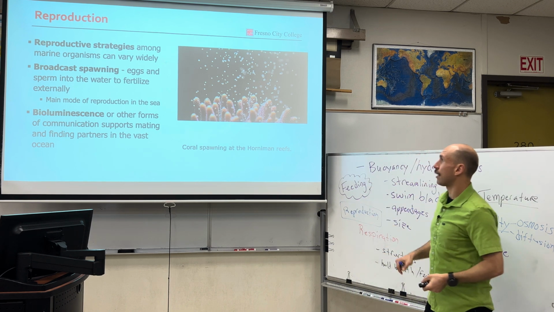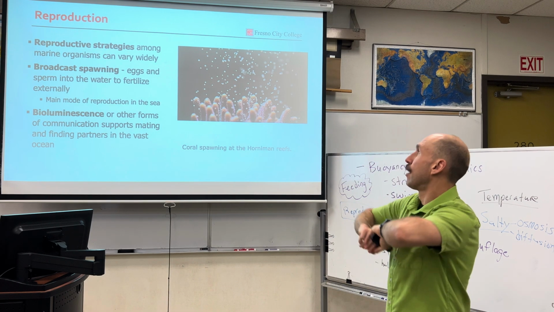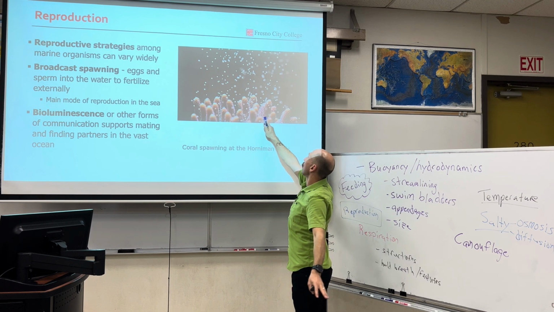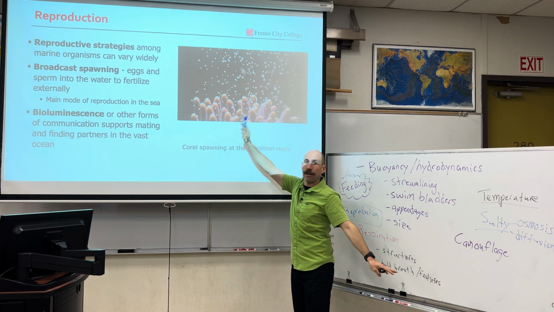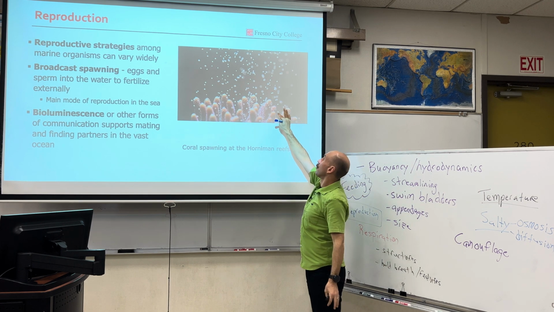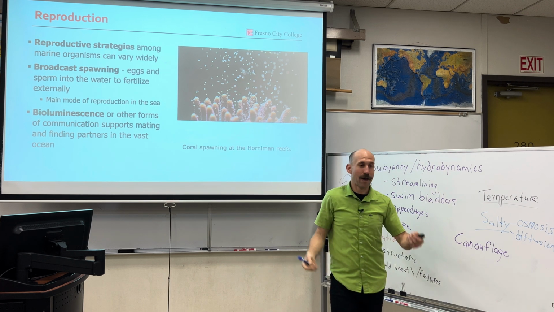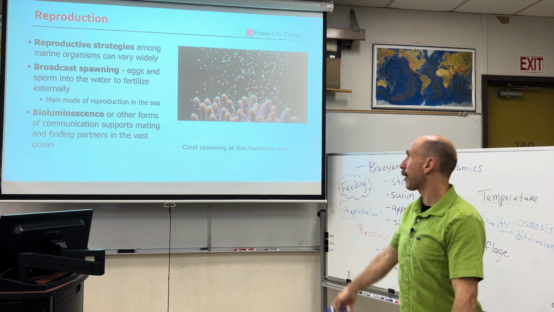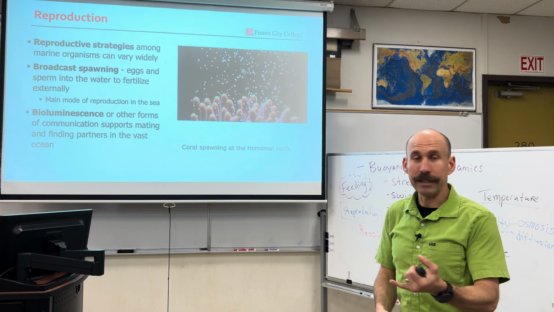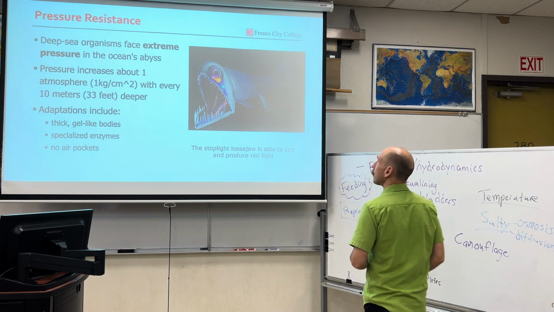So reproductive strategies, broadcast spawning. Certain individuals will just allow their eggs to disperse into the environment. The females will broadcast their eggs out. The male counterpart will broadcast their sperm out. There will be external fertilization that happens, and then that is how you have the reproduction occurring. There's also bioluminescence, great for defense, but also good for attracting a mate in the deep ocean.